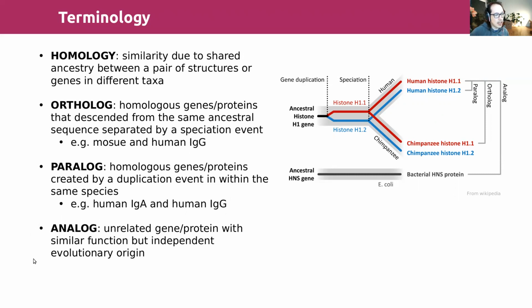And then finally, analogs, and this is convergent evolution, right? If you have something that's derived from a different ancestor but converges on the same function, and this can happen, for example, with histones here and this bacterial HNS protein that do something very similar to each other.